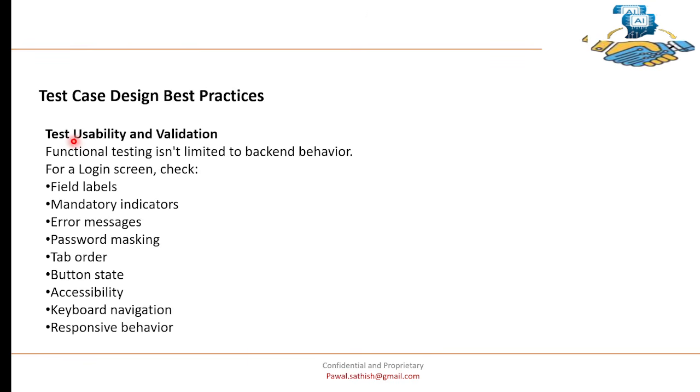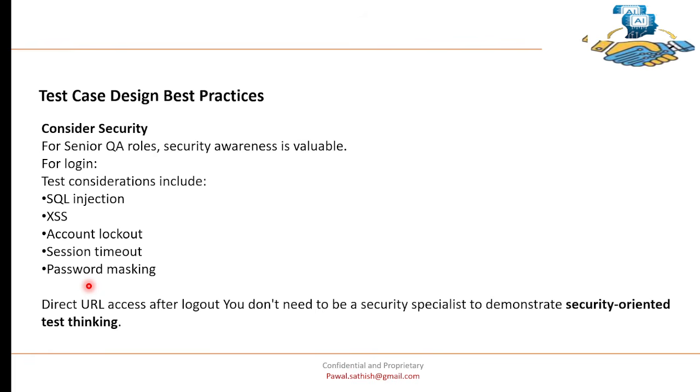The next point: test usability and validation. Okay, so functional testing is not enough. We need to verify the usability perspective as well. We need to verify the field labels, mandatory fields, error messages, password masking, tab order, button state, accessibility, and keyboard navigation. This is also part of our best practices.